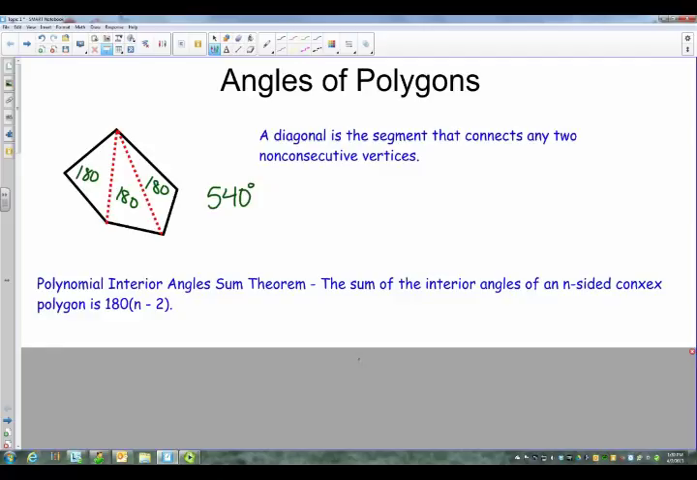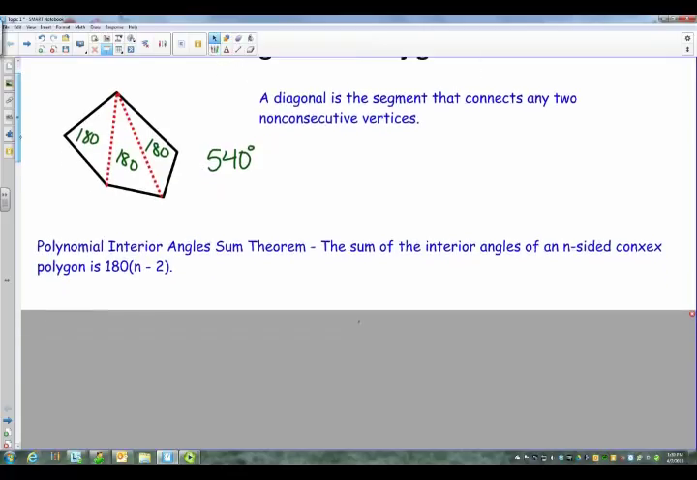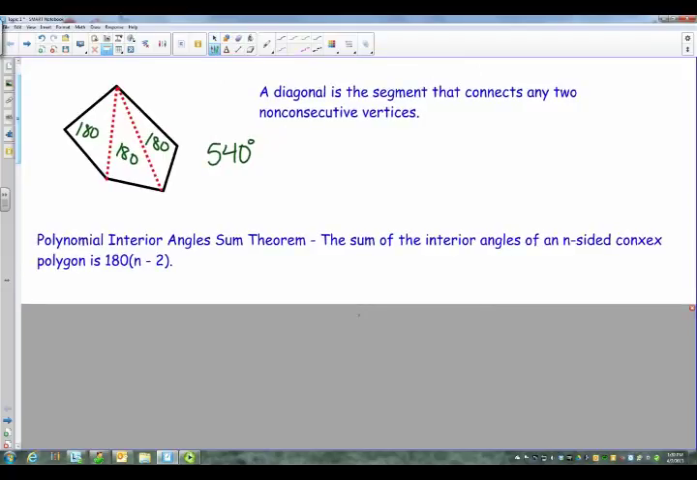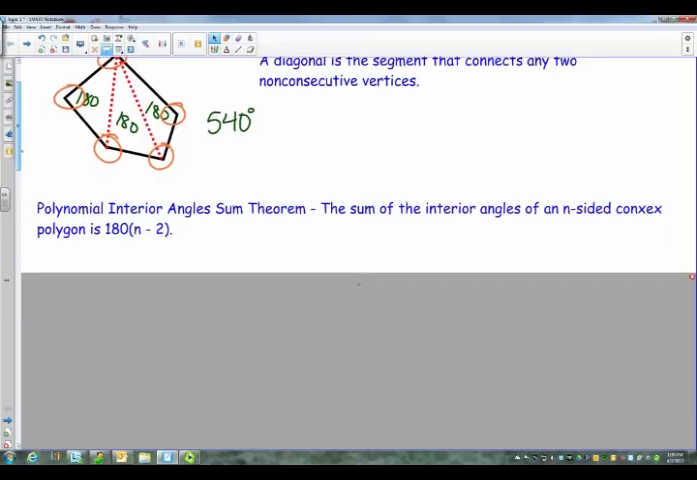So that example we just looked at has 5 sides. So if you were to take 5 minus 2, that's 3. Notice that's how many triangles we created in that five-sided figure. We multiplied that by 180 to get the 540. So if you were to add up all the angles, where I'm creating these orange circles, if you were to take those 5 angles, add them together, they would add up to 540 degrees.